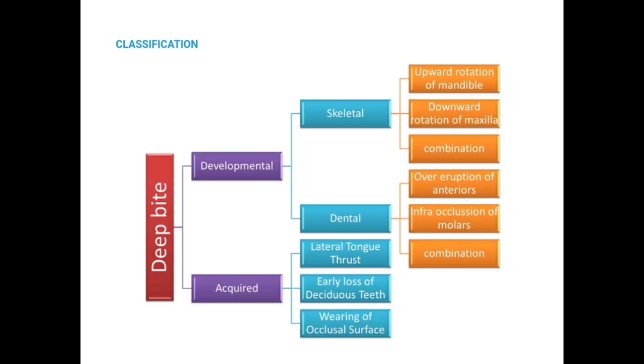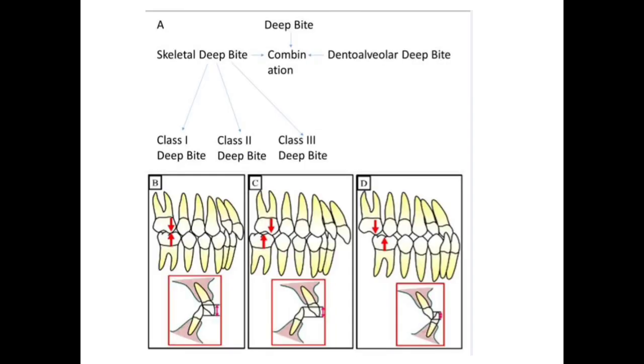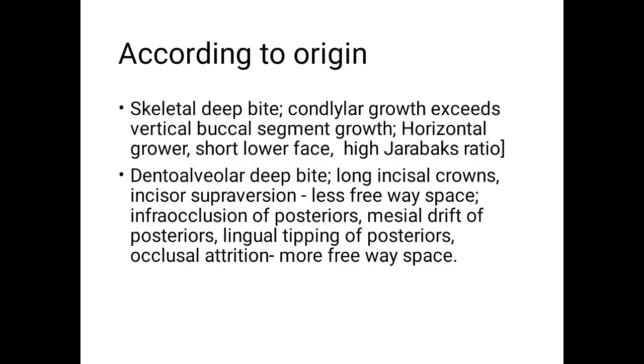Classification of deep bite. This is the classification like we explained earlier. It can be developmental or it can be acquired. Developmental is something that someone is born with. These are also illustrations of the deep bite. I think you'll find time to get this video and look at it closely. Like I said earlier, deep bites can happen in class 1, class 2, and class 3 malocclusion. So deep bite is basically excessive vertical overlap of the incisors.